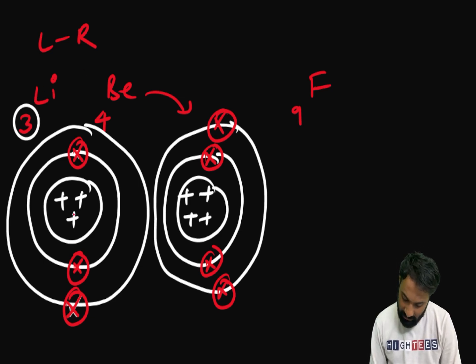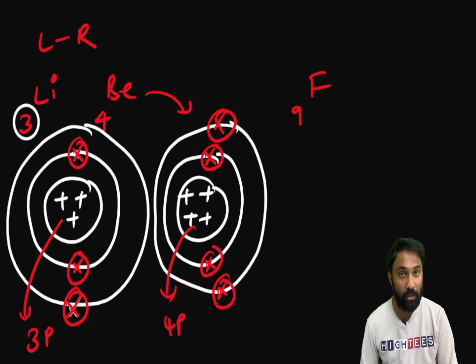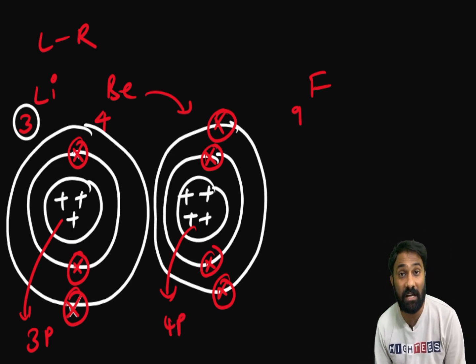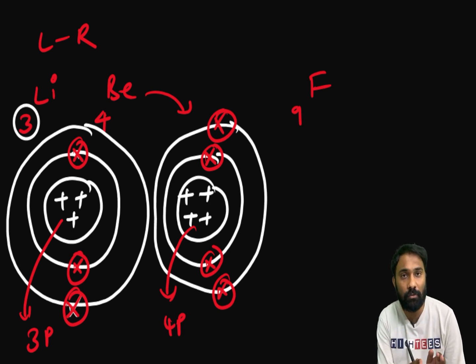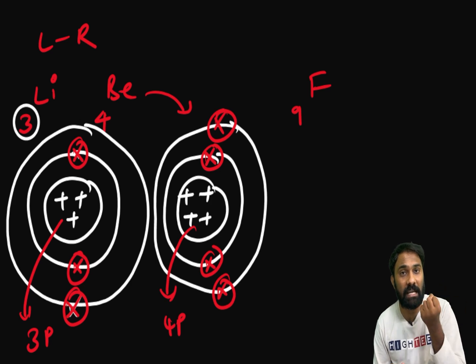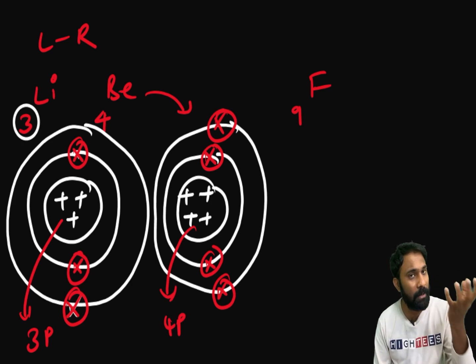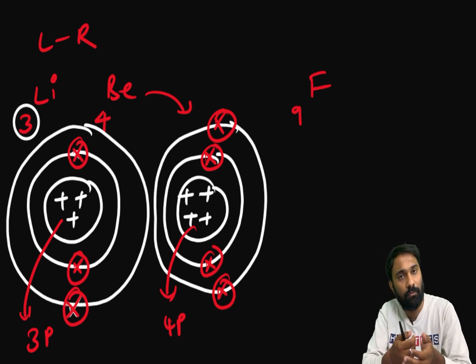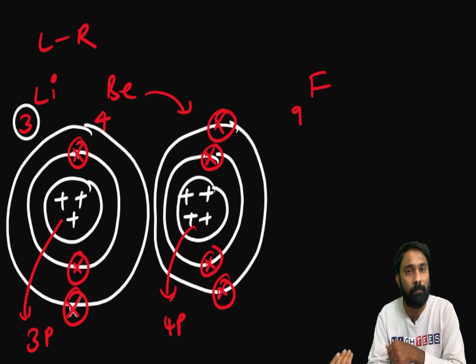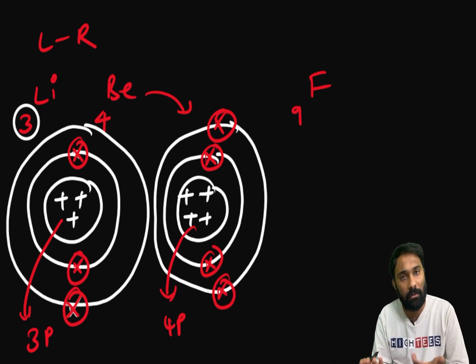Why? You can see here we are having only 3 positive charges, 3 protons. Here you can see we are having 4 protons. Compared to 3, 4 is the higher number, which means 4 protons have higher capacity to pull the electrons towards them. It is like a tug of war: 3 people are pulling and 4 people are pulling. Who will win? Obviously the 4.